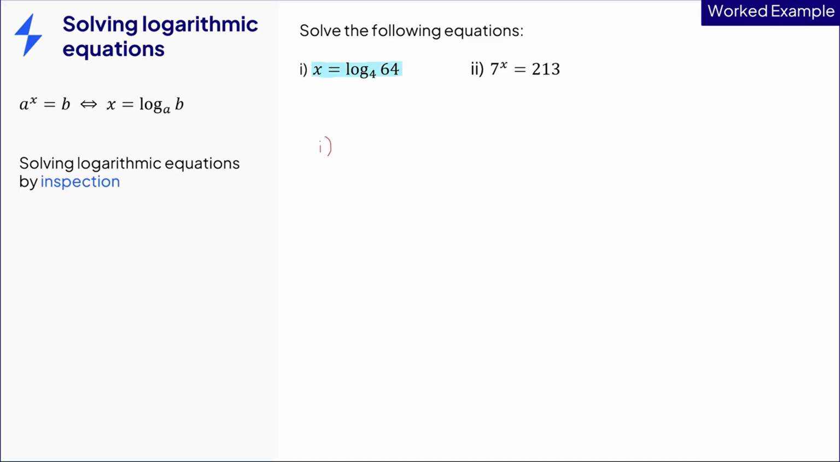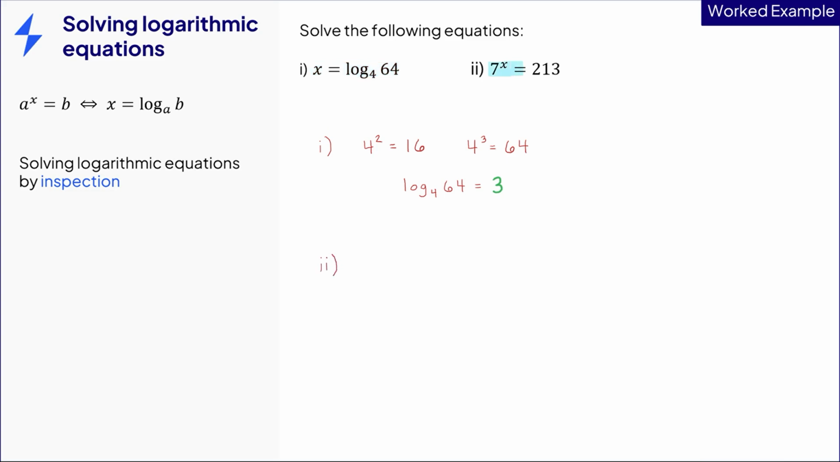This is a question we'll be able to solve by inspection, and that just means looking at powers of 4, because 4 is the base of the logarithm. So 4 to the power of 2 is 16, 4 to the power of 3 is 64, and that means that log to the base 4 of 64 is equal to 3, because 3 is the power we need to raise 4 to get it to be equal to 64.